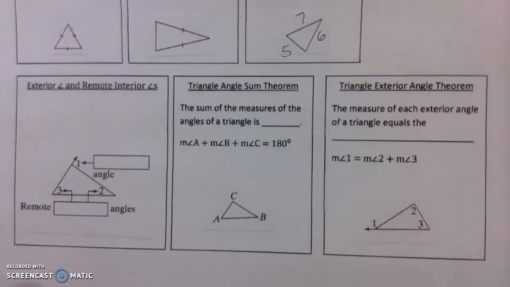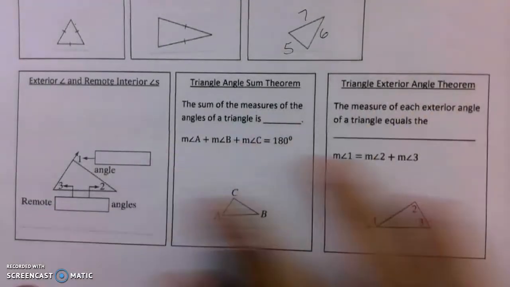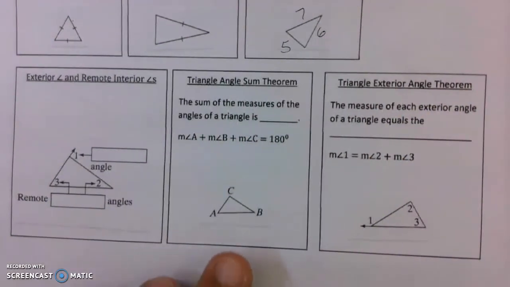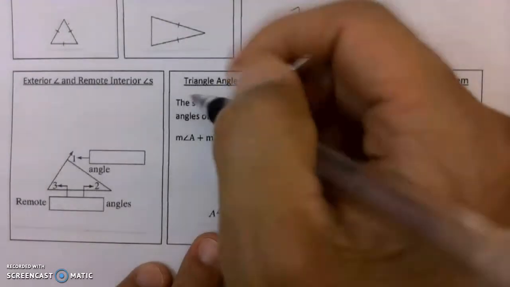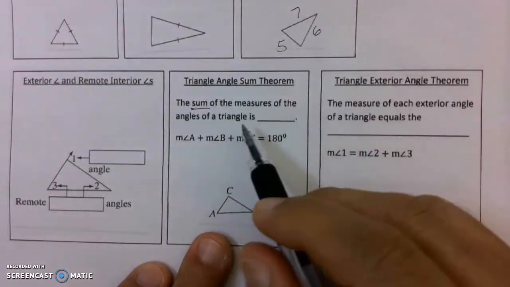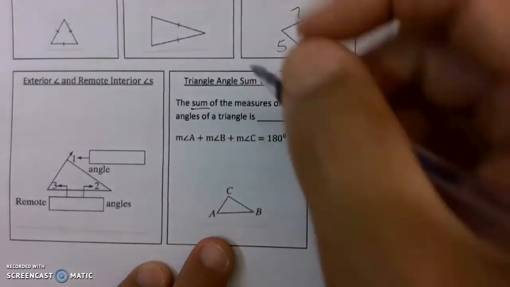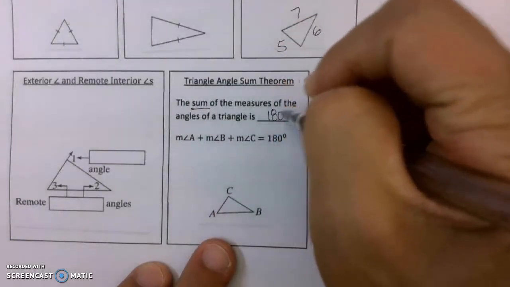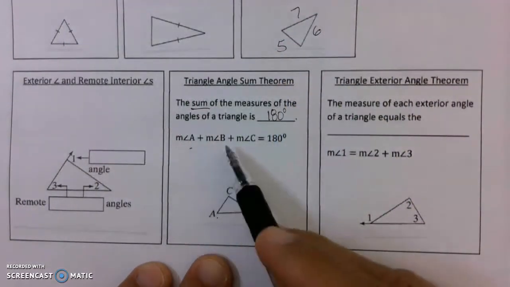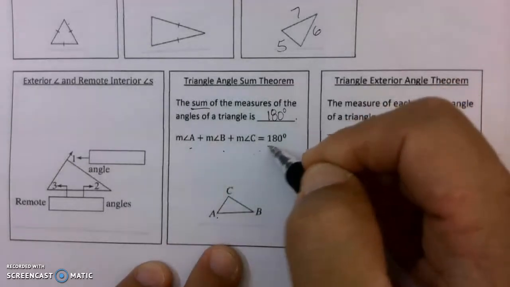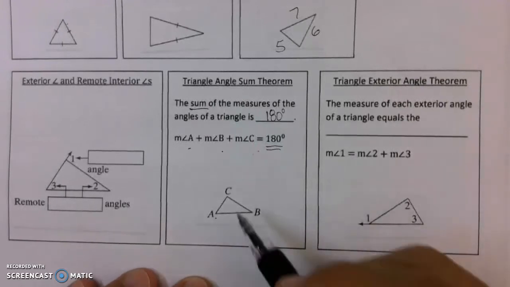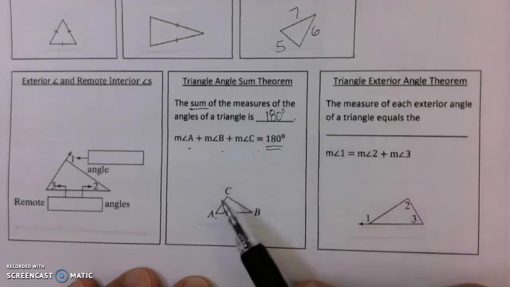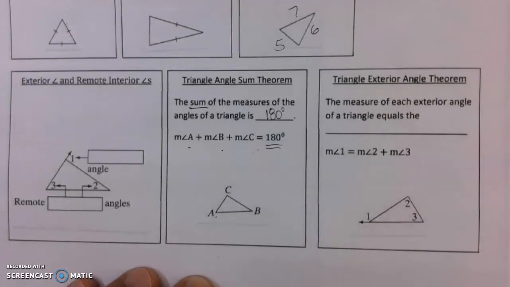Okay, let's go into the bottom row here where the theorems are in play. Let's go with this middle one. This is the most important theorem here. The sum, adding the measures of all the angles inside the triangle, is 180 degrees. So angle A plus angle B plus angle C will always equal 180. Whether you have an acute, obtuse, or right, whether the triangle is small, whether it's big, you will always add up the angles, will add up to 180.